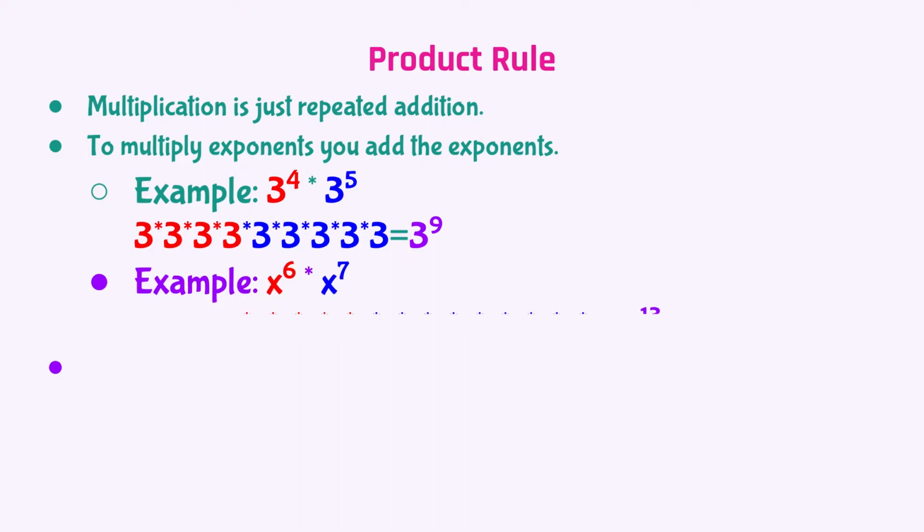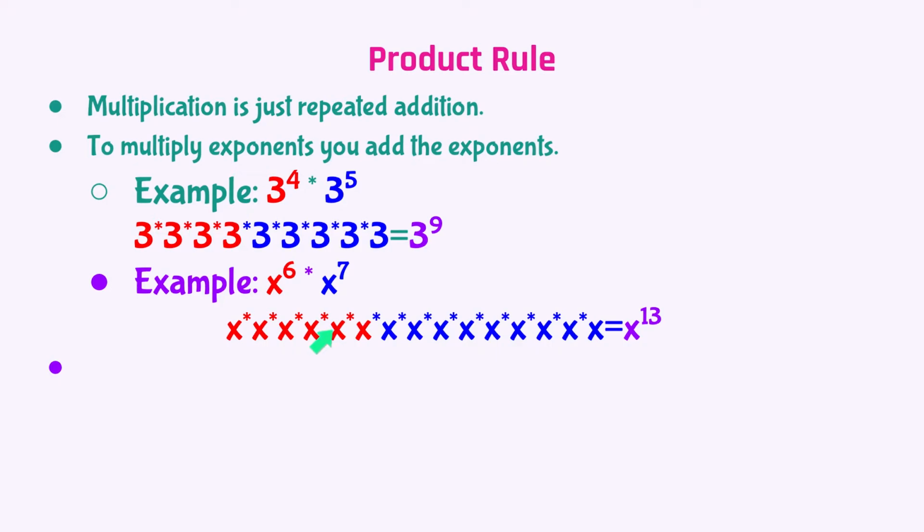Here's another example, x to the 6th times x to the 7th. When we write that out, we get x times x times x times x times x times x, and then times x, x, x, x, x, x, x. And when we add up all of those x's, we get x to the 13th power.